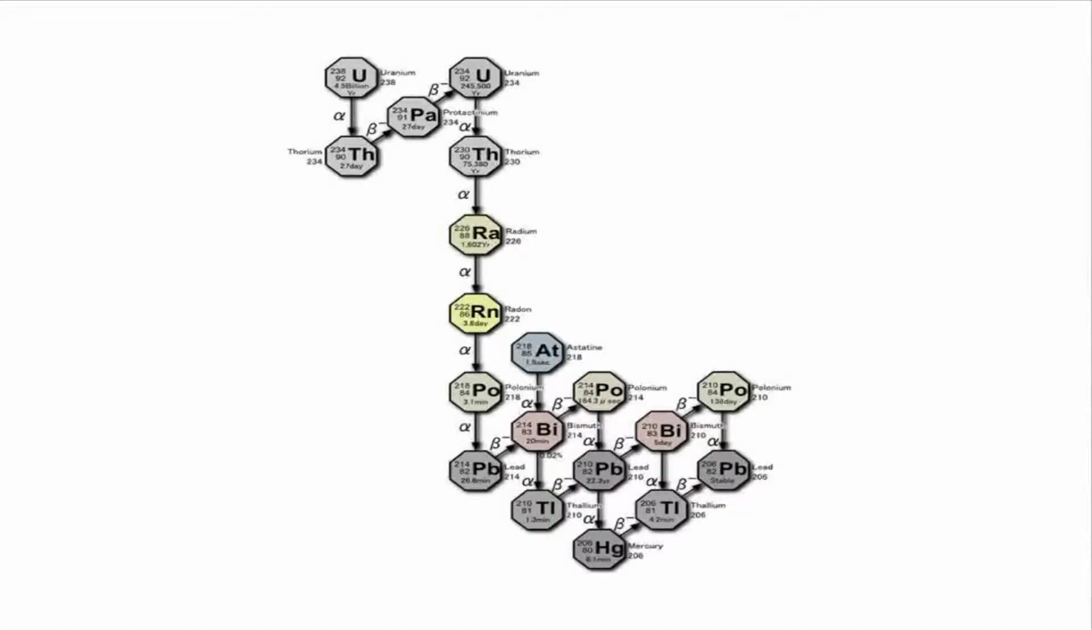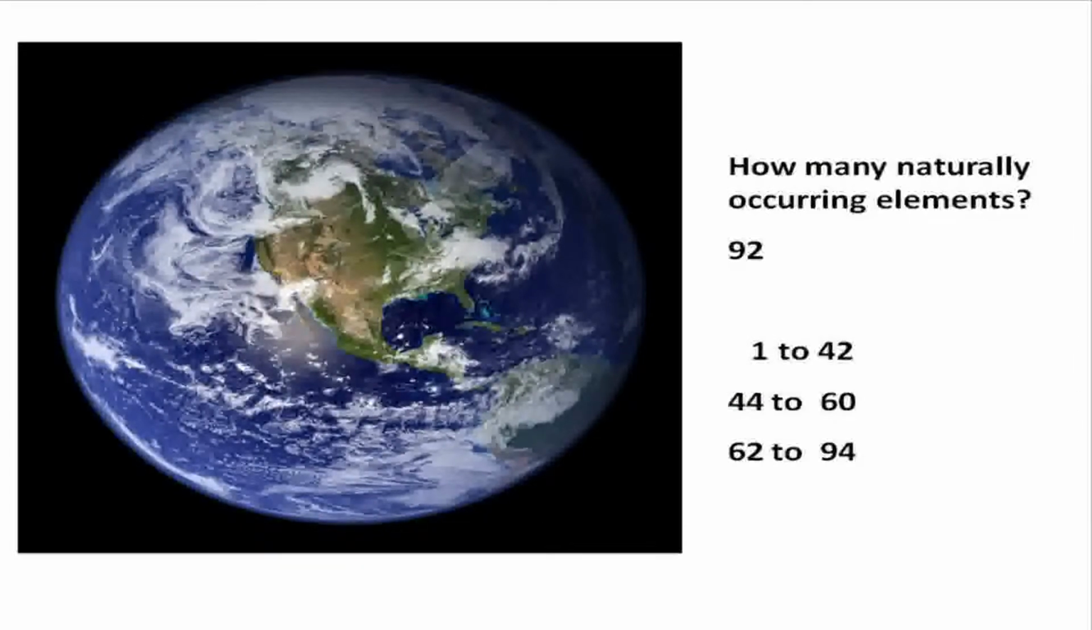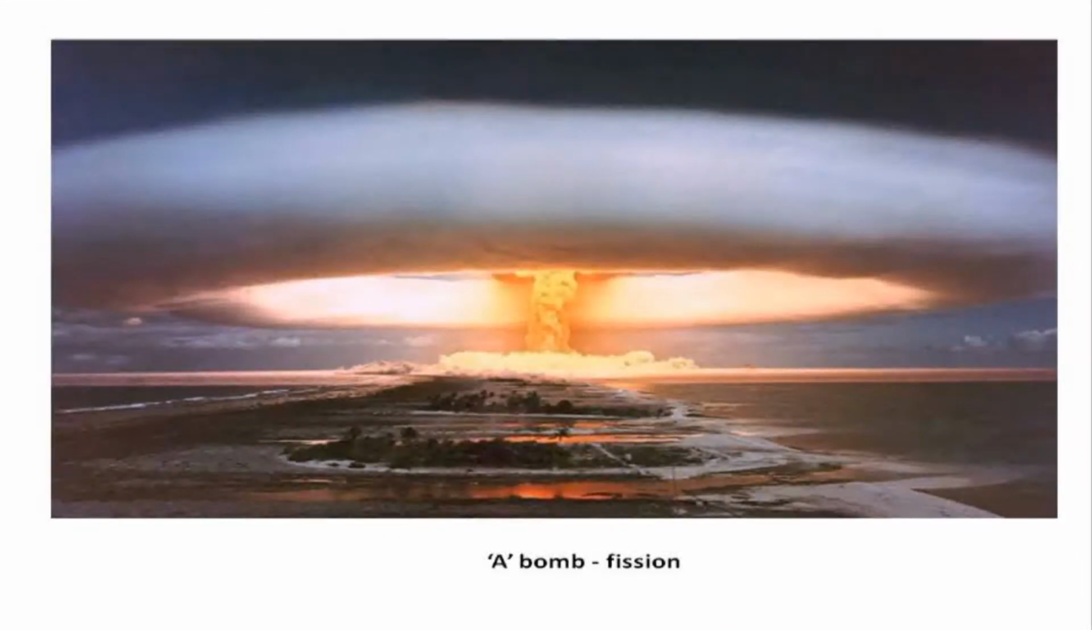Right, and that's the sort of picture you get. You start with uranium. It can go to pieces in all sorts of ways, and each isotope of uranium and thorium disintegrates like that. So, back to my question, how many naturally occurring elements? Yeah, 92. I would go along with 92. 1 to 42, 44 to 60, and 62 to 94. That's my answer to the question.